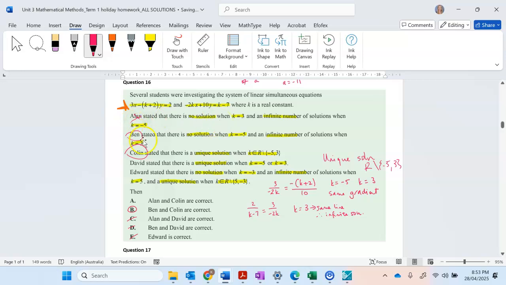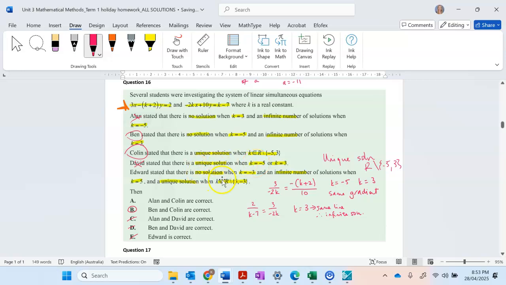For Ben, he said there were infinite solutions when k equals 3, so Ben, you get a circle. Colin also said something good, which was there's a unique solution when k is an element of R, excluding those values, like we did before. David stated there was a unique solution when k equaled that or that. Sorry, David, I feel like crossing them out now.